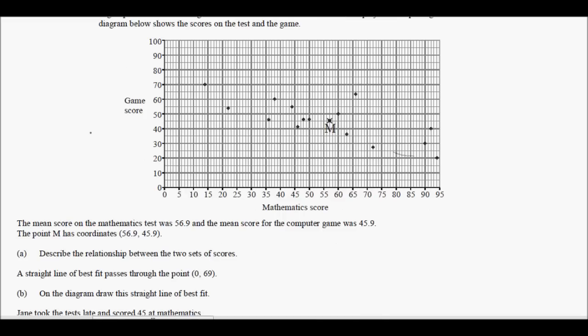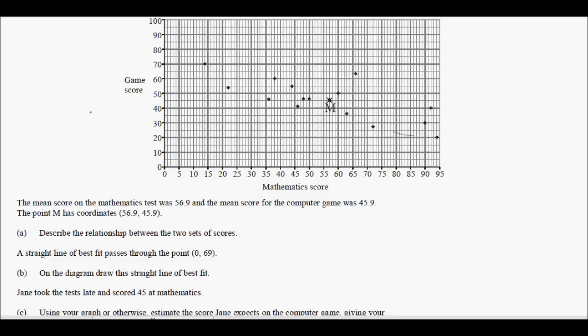Okay. So the mean score on the mathematics test was 56.9, and the mean score on the computer game was 45.9. The mean coordinates describe the relationships between the 2 sets of scores. Okay. Well, in this case, they're going down like this to the right. So it's just like a negative slope. So these scores are negatively correlated.